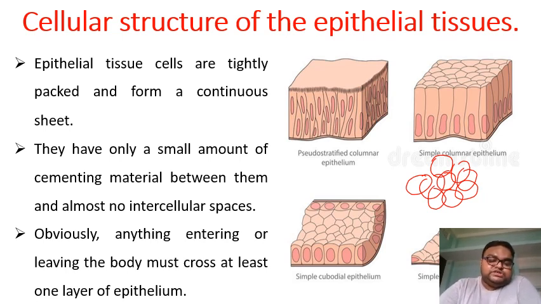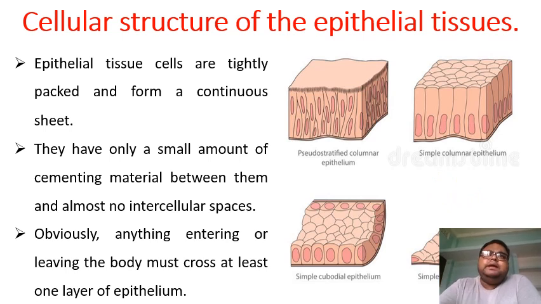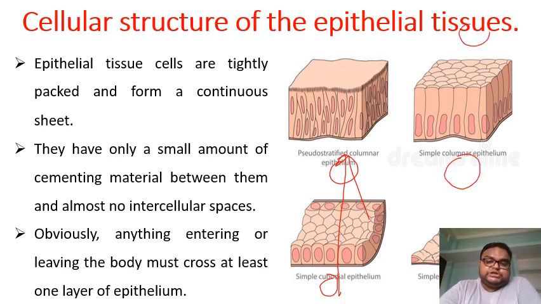And when there is no intercellular space between these cells, then what has to be done? Suppose there is something here and it wants to go to this side. Then it has to travel through the epidermis, or through the epithelial tissue. Similarly, if there is something here and it wants to go here, it has to travel by crossing that layer of the epithelial tissue.